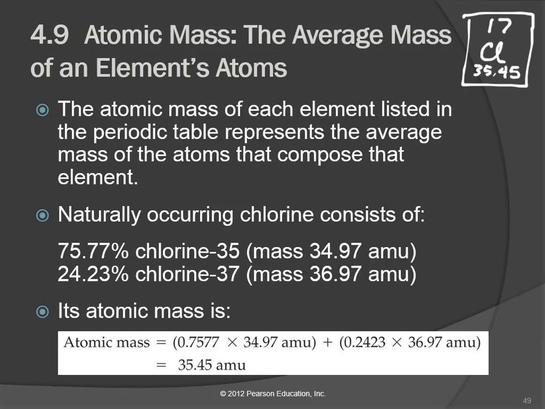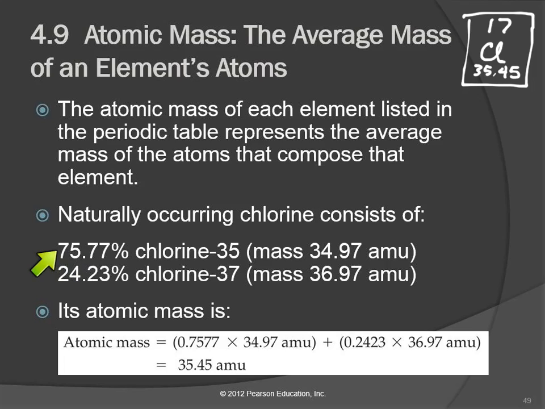Scientists have measured and studied and determined that 75.77% of naturally occurring chlorine is chlorine 35, and it has this mass. 24.23% is chlorine 37. Instead of adding each of them up and dividing by the total number, we can use the percentage to calculate the average.